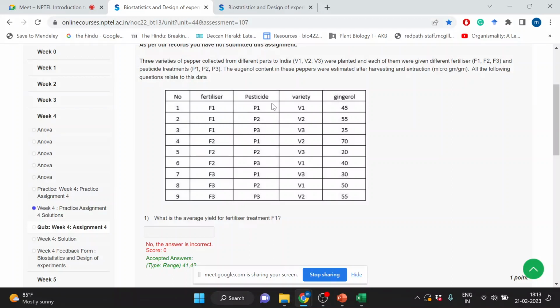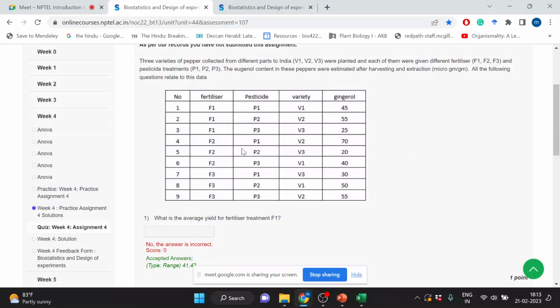Also, the kind of pesticide that was given to them, there are again three types: P1, P2, P3. And the fertilizer that was given to these individual plants, there were again three kinds: F1, F2, and F3. So the broad idea is to identify which of these factors, fertilizer, pesticide, or variety, majorly affected the gingerol levels. To do that, you can use an ANOVA.